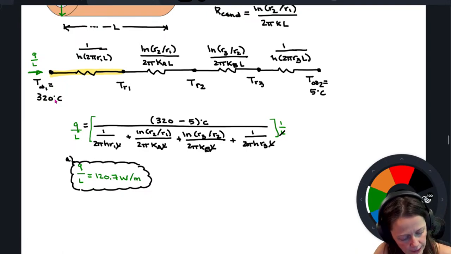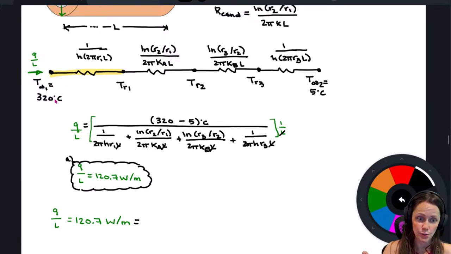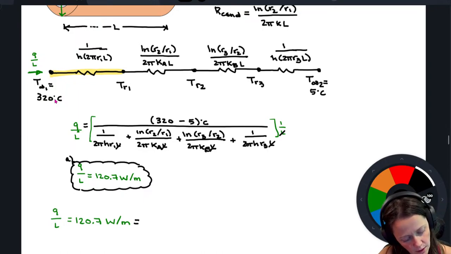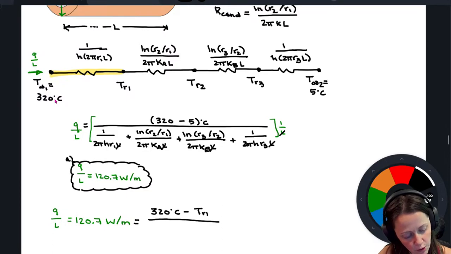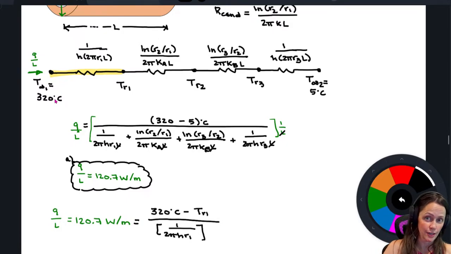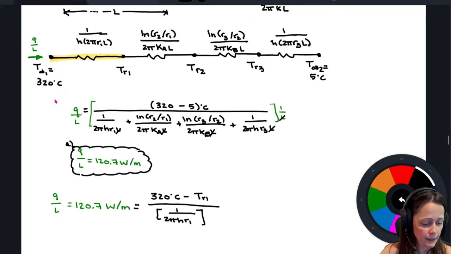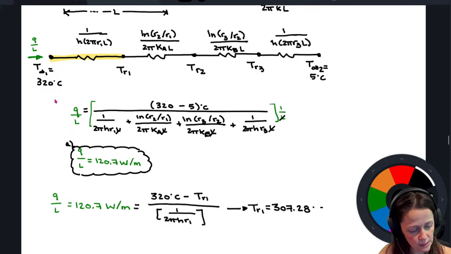So I know that that QL is the same all the way through. So QL, again, 120.7 watts per meter. That's going to be equal to, so I'm looking at that highlighted little section, 320 degrees Celsius minus my TR1, which is the thing that I want to know, over just that one resistance, 1 over 2 pi H R1. And there is no L because remember it got divided out over there. All right, and so it's just one equation, one unknown. So I get a TR1 of 307.28 degrees Celsius.